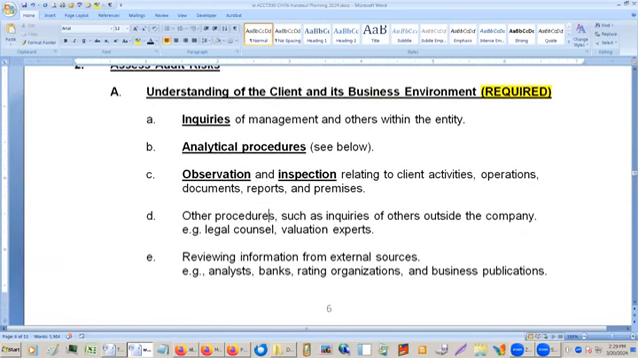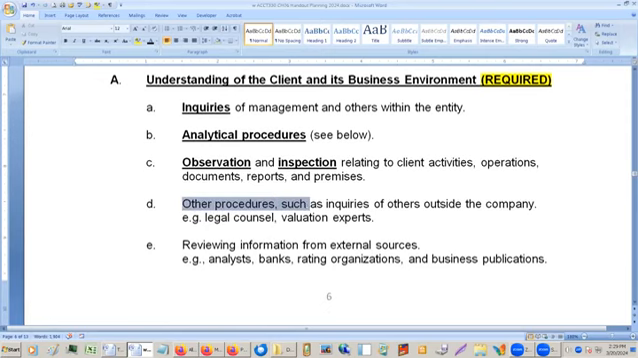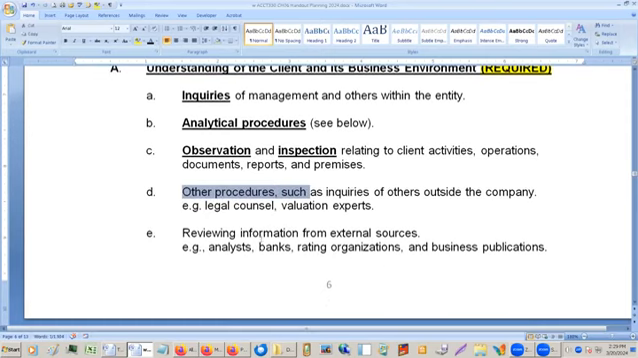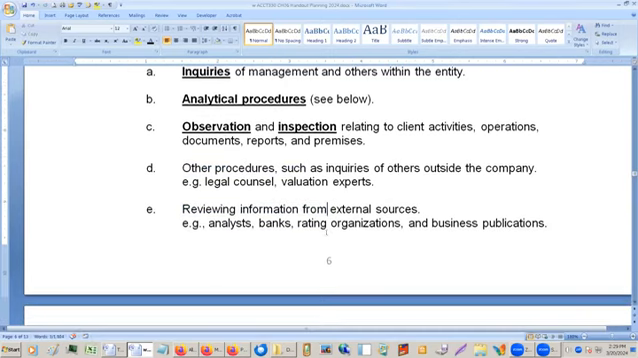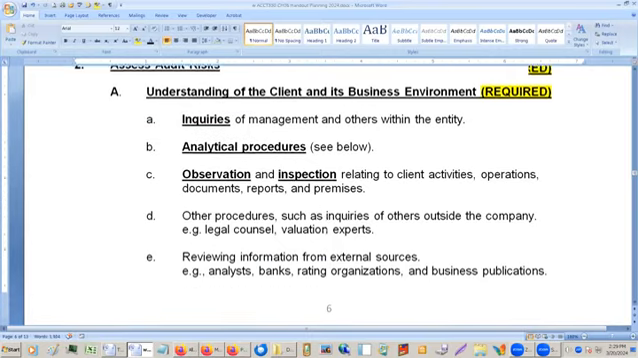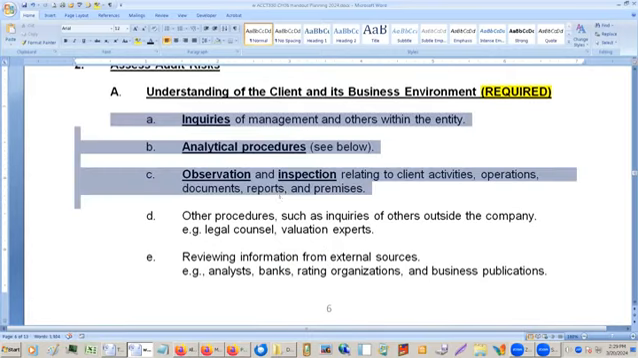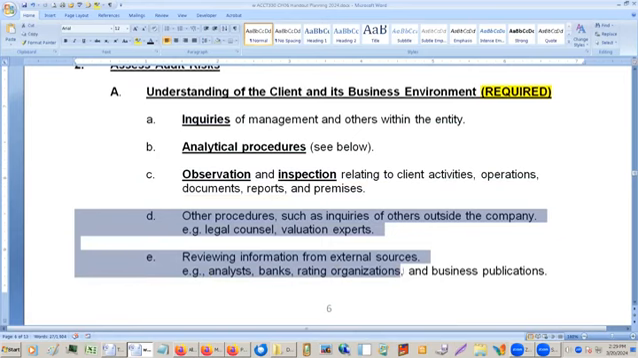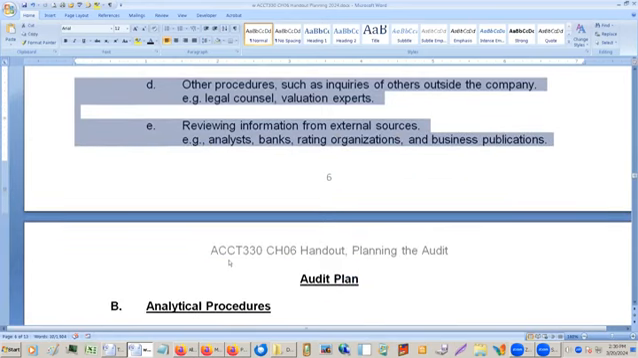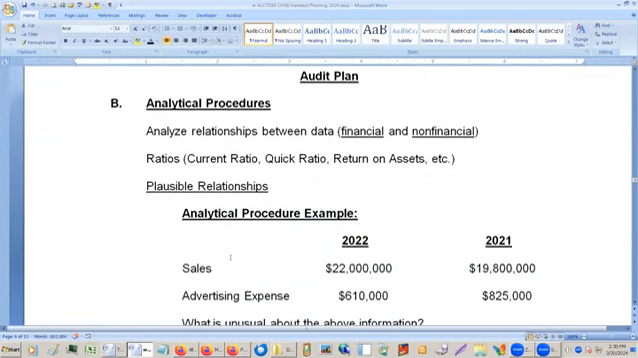Okay, other procedures, people outside the company, we'll talk about those later. External sources, we'll talk about that later too. So this is all stuff inside the company. This is outside the company.